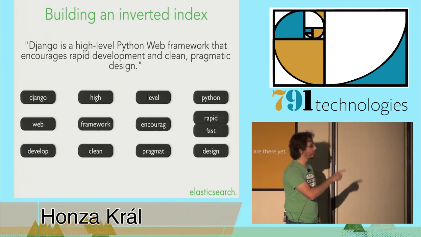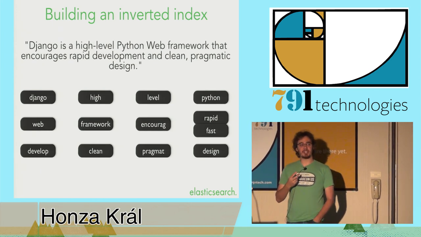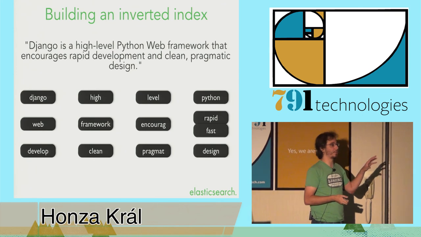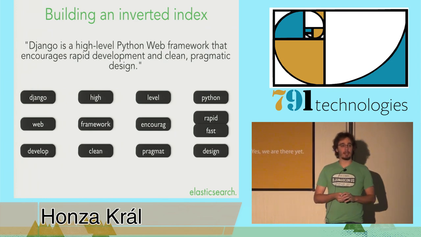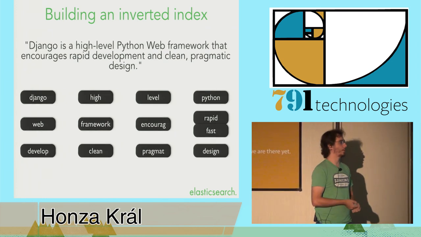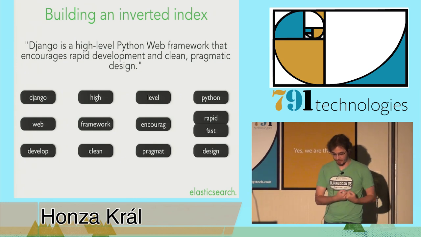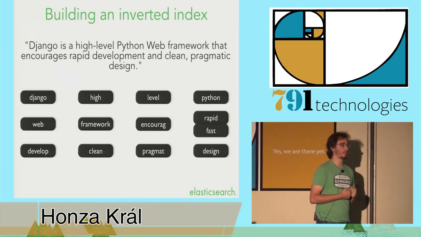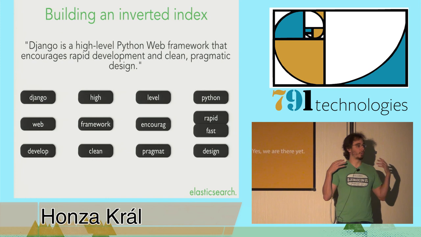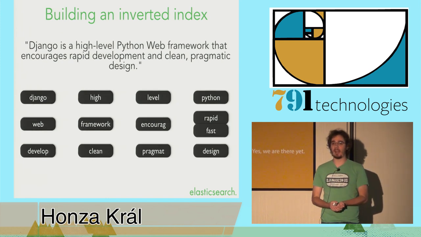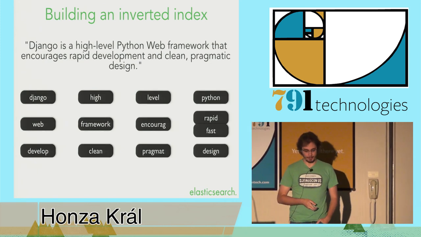And one last thing I'll mention is you see that for rapid, I also index it as fast. So you can see that the inverted index doesn't necessarily have to contain the same words in the same shape or even the same number of words as the original document. So I can just index additional words, for example, fast. So when somebody searches for fast development as a phrase, they should find this document. Even though the creators of Django have a very, very large vocabulary and they're not limited to simple words like fast, most of the people who search are. So we need to take that into account.